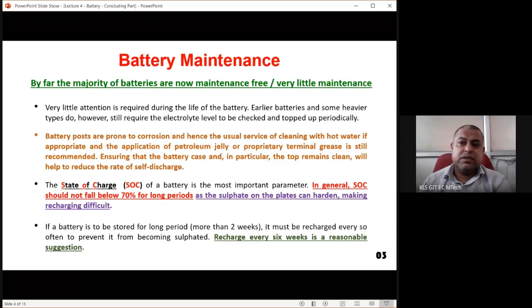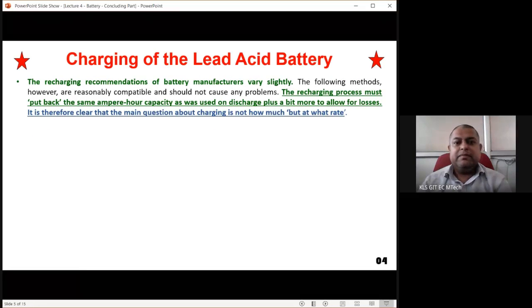That means in 6 weeks you must drive the car. Every 6 weeks you must drive the car for some 5, 10, 15, 20 kilometers. But if you are running the car at least every 2 weeks, this is very good. So these are some battery maintenance things you have to remember while using.